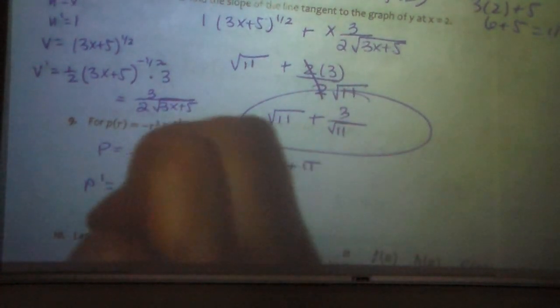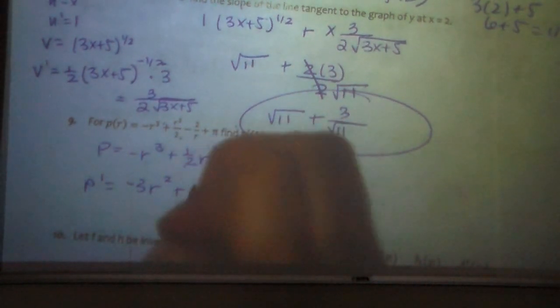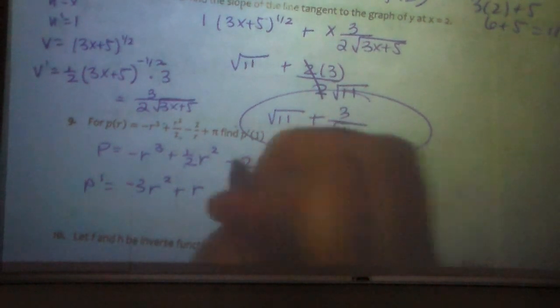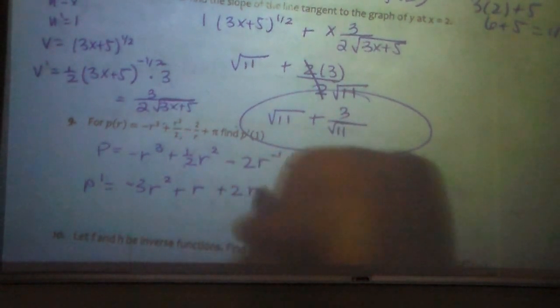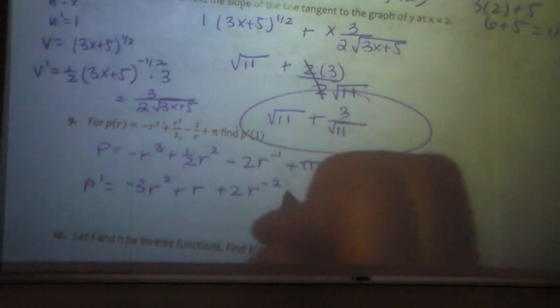This would become negative 3r squared. Bring the 2 down, that's just positive 1 now, so plus r now to the 1 power. Bring the negative down, that's plus 2, r to the negative 2. Pi is just a number, so the derivative of pi is just 0, it goes away.